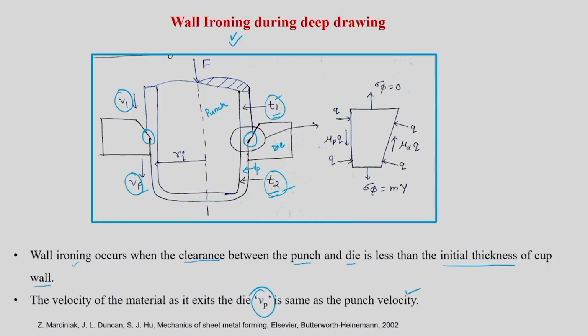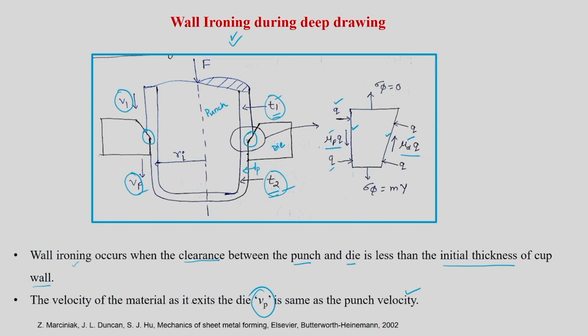And if you look into the interaction between the cup and the die, let us assume that Q is nothing but your normal force acting on the two interfaces. One is on the inner surface, that is here with respect to the punch, and on the die side, this side with respect to the die. So, let us say the normal force is Q, then friction force can be obtained by mu P times Q here, mu D times Q here. I am not saying mu here: mu P, coefficient of friction on the punch side, and mu D, coefficient of friction on the die side, they could be different.